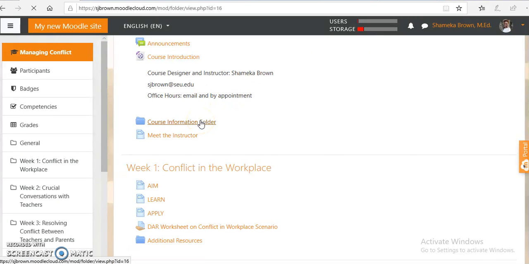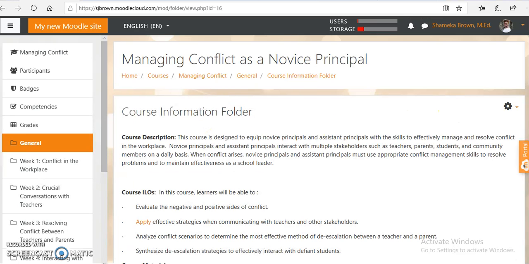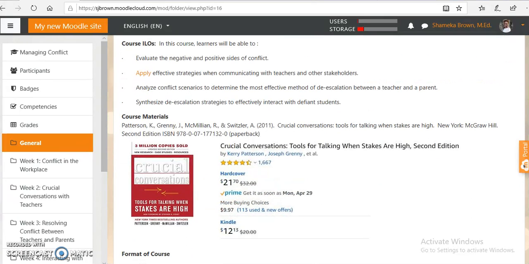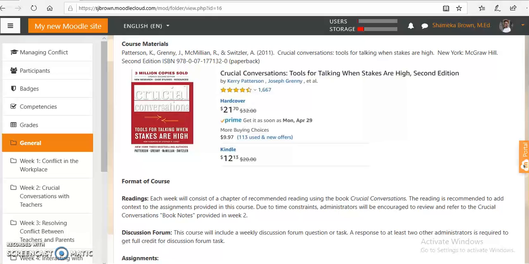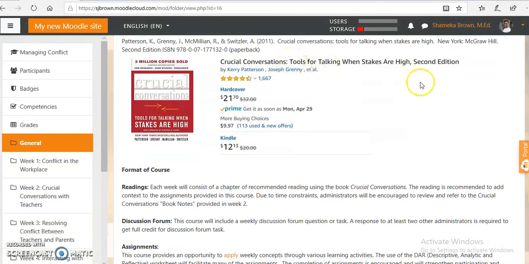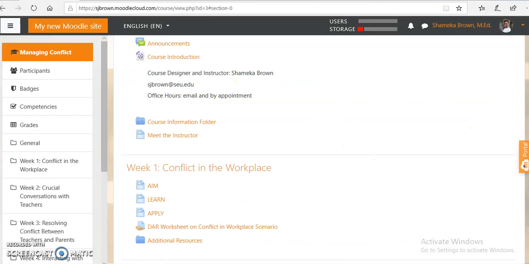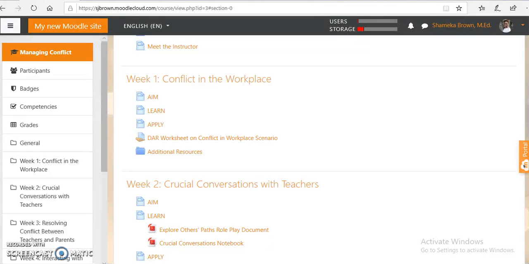In the course information folder, I have the description again, the objectives, as well as the course materials and the format for the course. Then we go into each week. Week 1, conflict in the workplace.